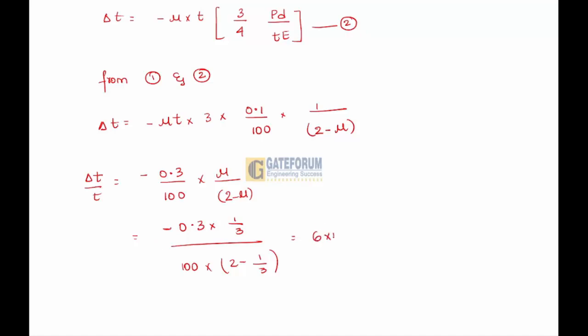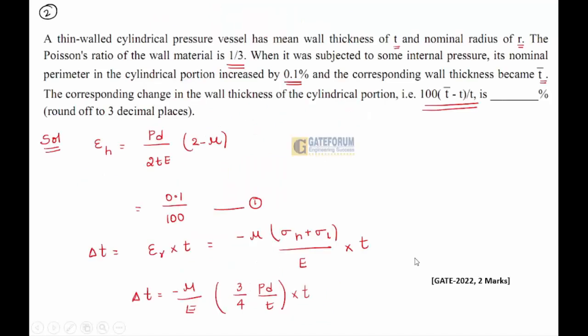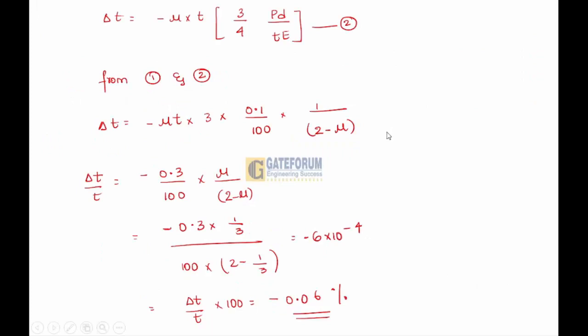It is 6 into 10 power minus 4. Delta T by T in percentage, into 100, will give you around minus 0.06%. This is the answer for the given question. He asked 100 into T bar minus T by T is dash percent, and it is minus 0.06. So this will be the appropriate right answer for the given question. Moving to the next question.